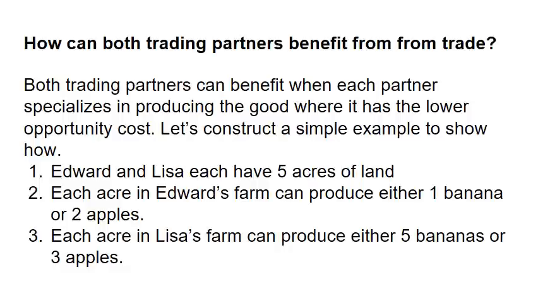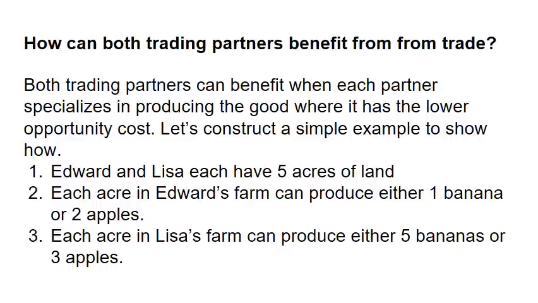Now the natural question is, how can both trading partners benefit from trade? Both trading partners can benefit from trade when each partner specializes in producing the good where it has the lower opportunity cost. Let's construct a simple example to show how.